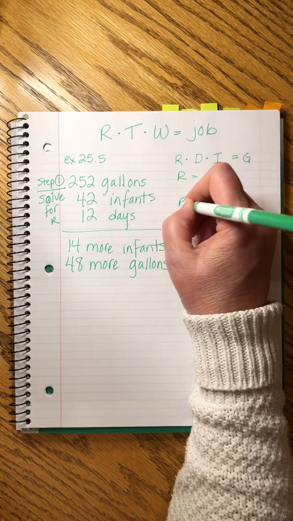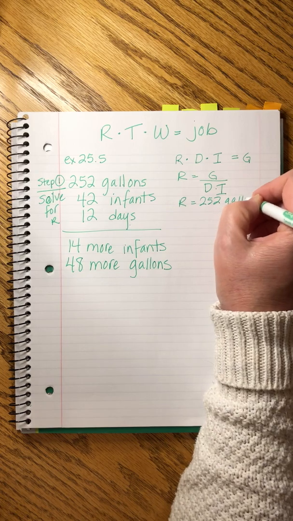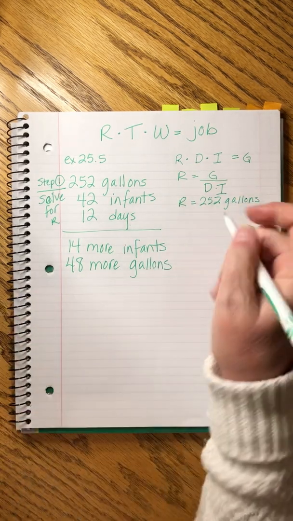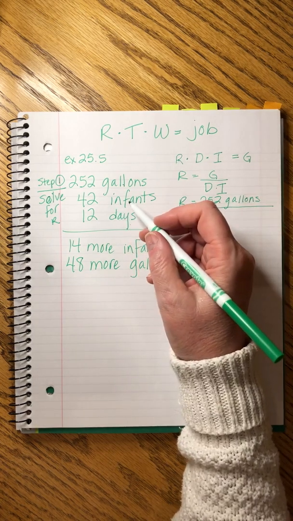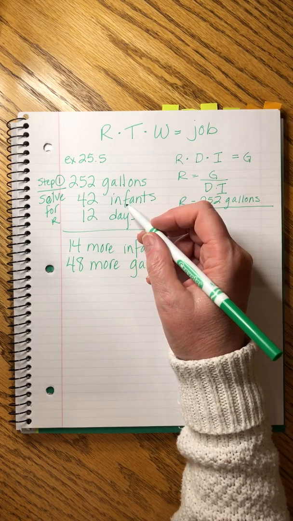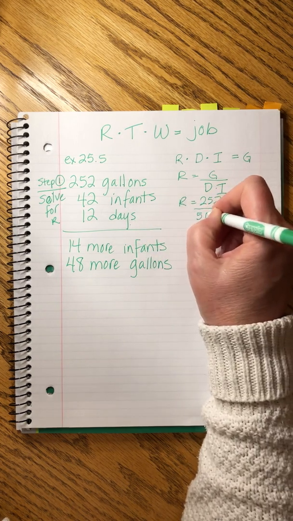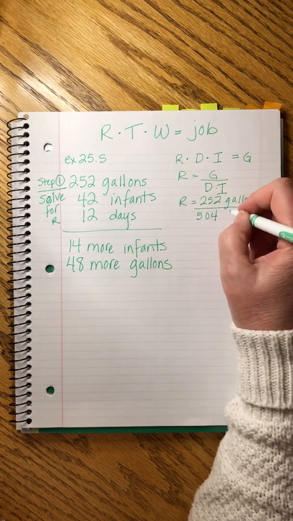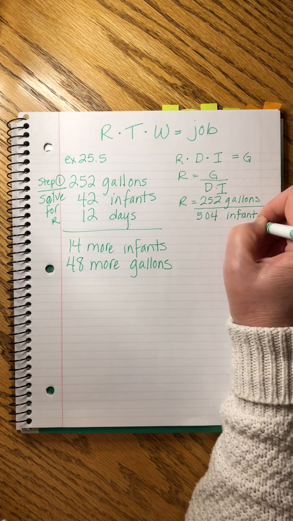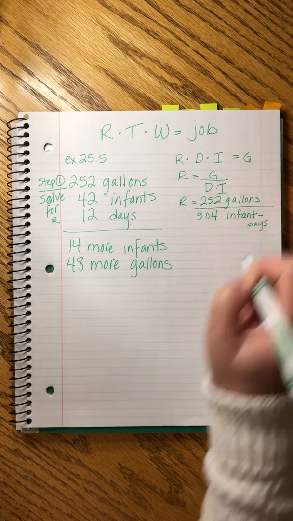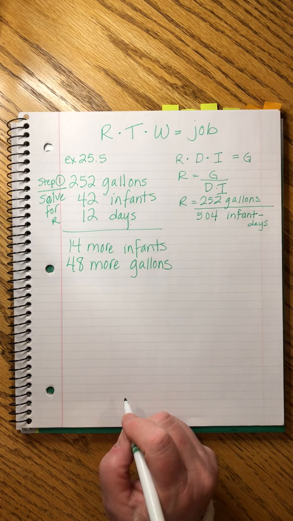Now we can plug in the rate equals the number of gallons, 252. And again, I'm going to write my units up because that'll help me make sure I'm doing this properly. Divided by 42 times 12, which I'm pretty sure is 504 infant days. Good Lord, right? That's crazy. All right.